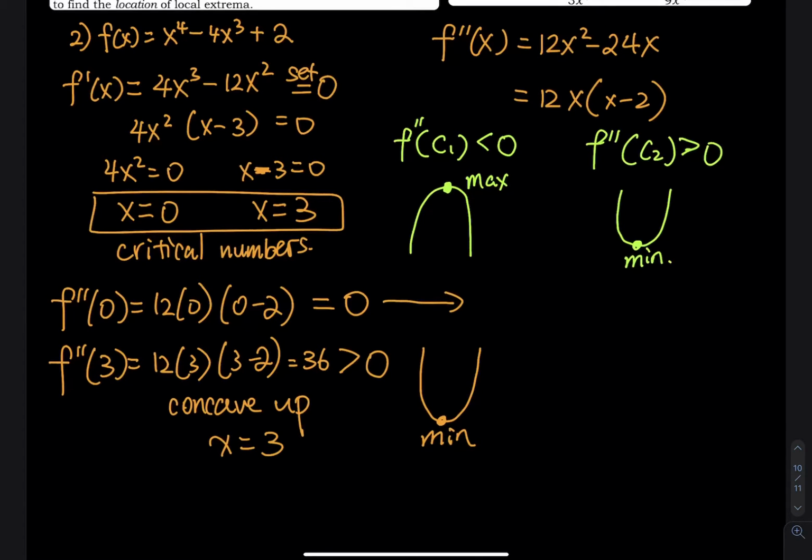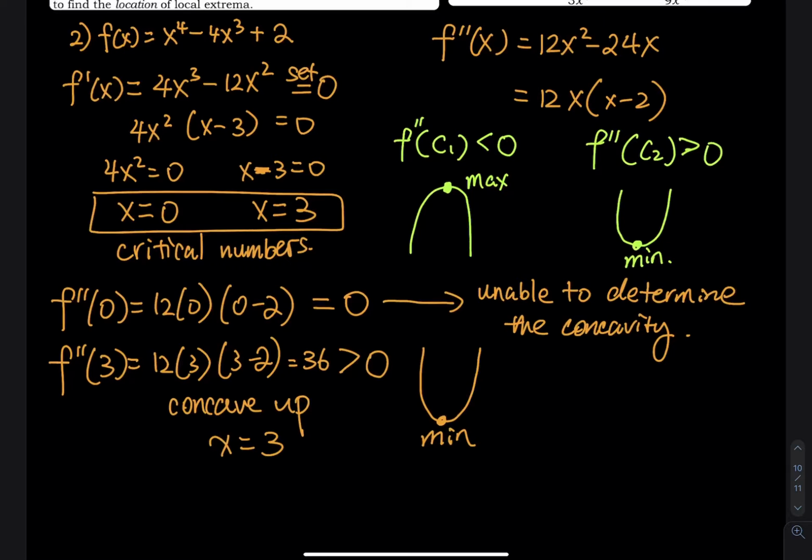We are unable to determine the concavity because at x equals 0, this is only an inflection point. But can we still find out what happened when x equals 0? The answer is yes, but before we do that, let's locate the local minimum.